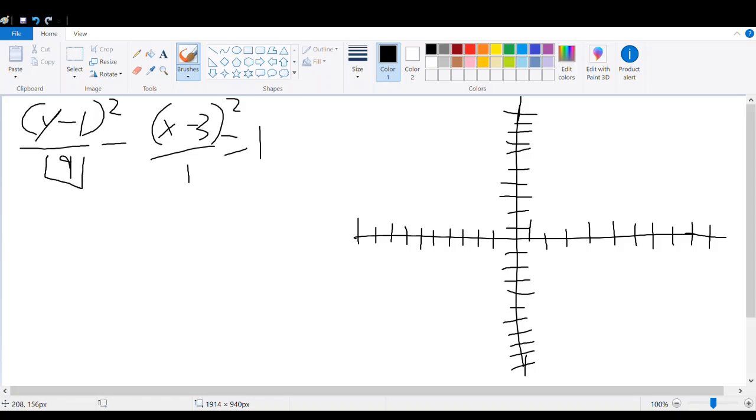Okay. So that's a squared. So a is 3. This is b squared. So b is 1. Because this is a hyperbola, I don't know if you know that by now, because that's a minus, c squared is a squared plus b squared. 9 plus 1 is 10. Square root of that is c. So c equals root 10.